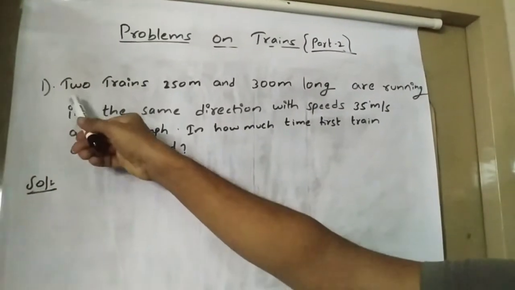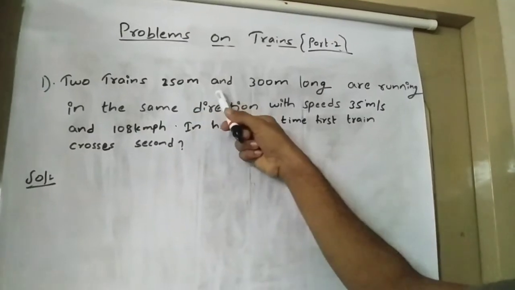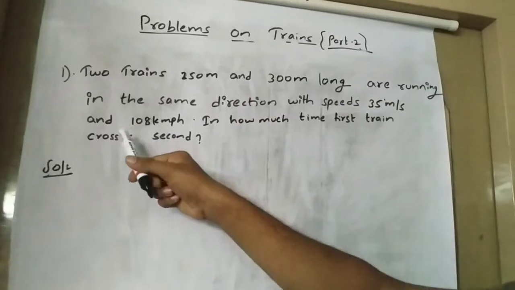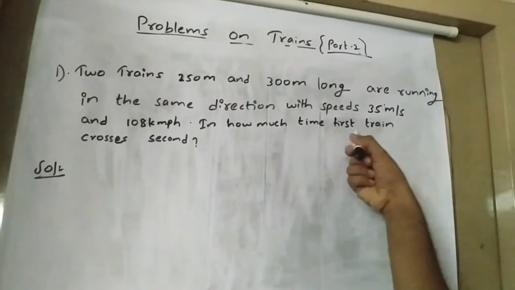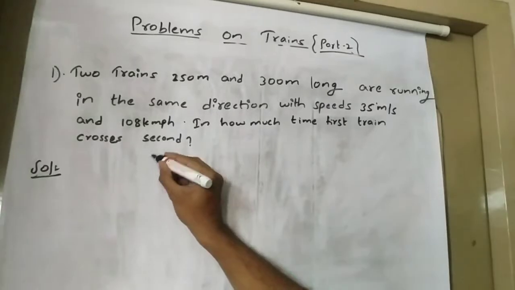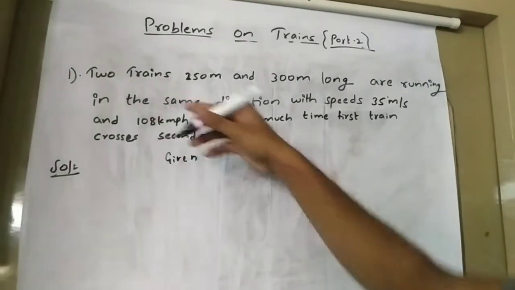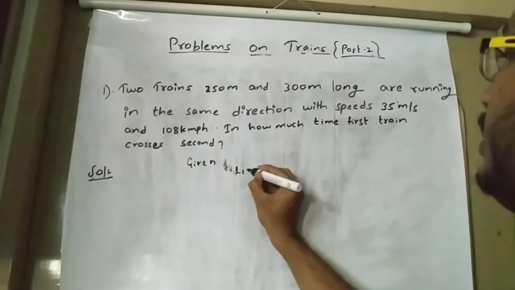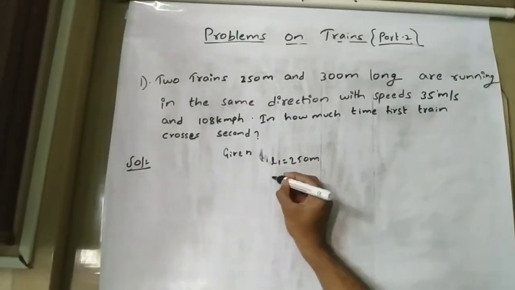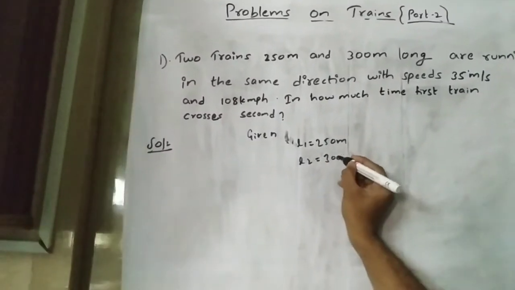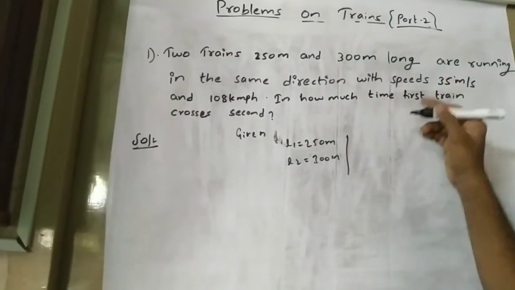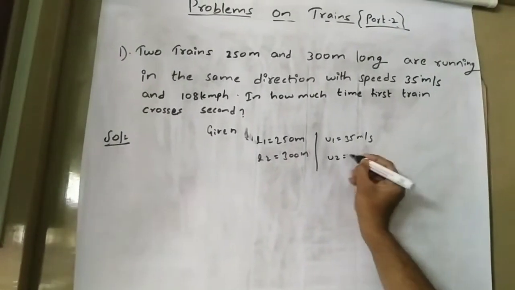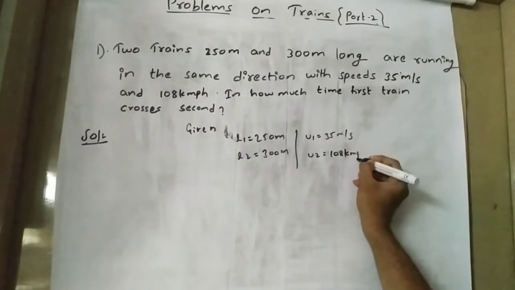In this first example, it is given that two trains 250 meters and 300 meters long are running in the same direction with speeds 35 meters per second and 108 kmph. In how much time does the first train cross the second? First, the given two trains: T1 of length L1 is 250 meters and T2 of length L2 is 300 meters, moving with speeds U1 is 35 meters per second and U2 is 108 kmph.